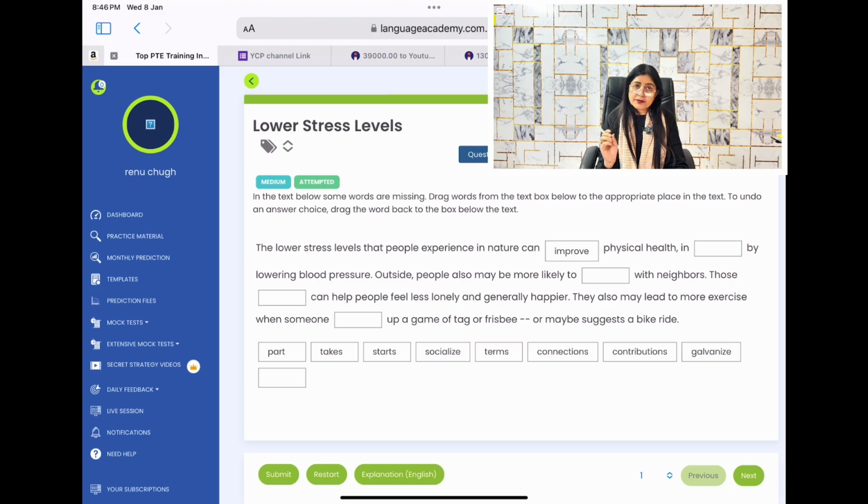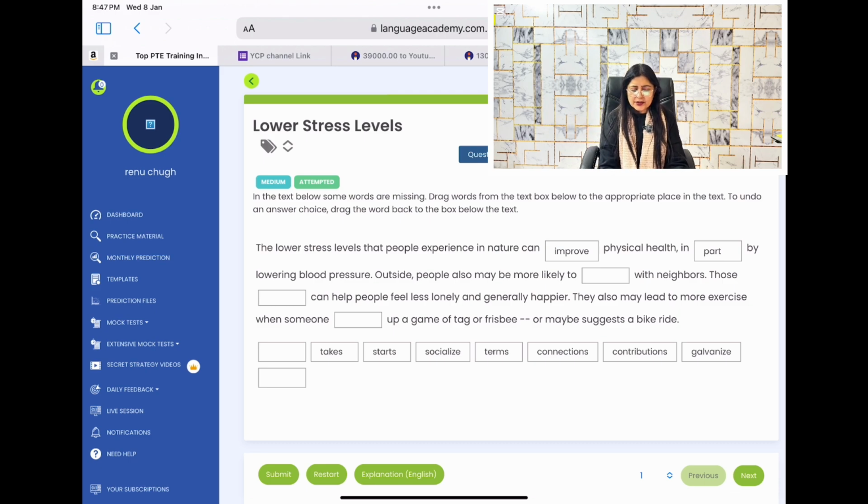So after in we will be using a noun. Let me see what the nouns are. Part is a noun, terms is a noun, contributions is a noun, and connections is a noun. Four nouns are there. Now, in dash by lowering blood pressure. So in part by, obviously it would be part. The elaboration would be in part by doing something.